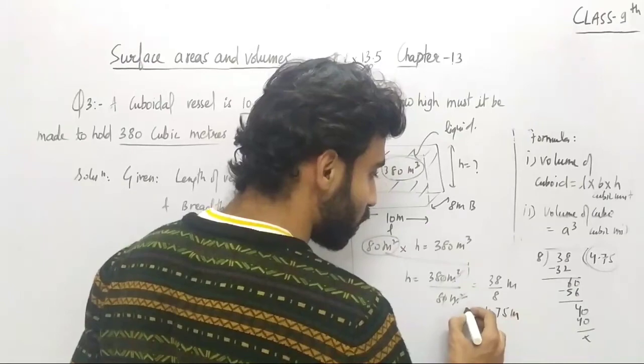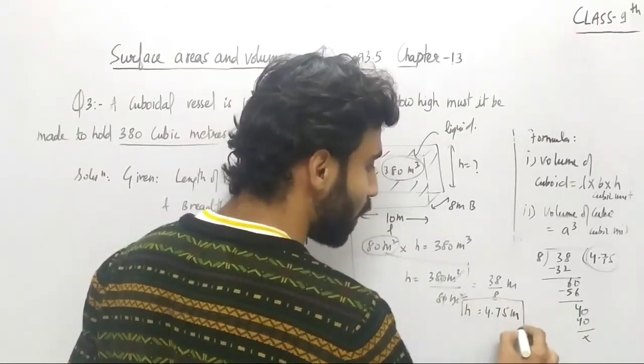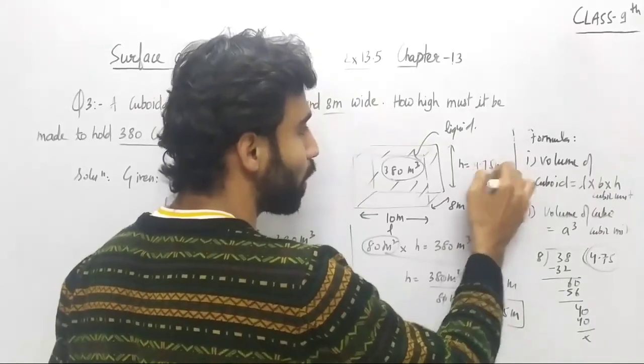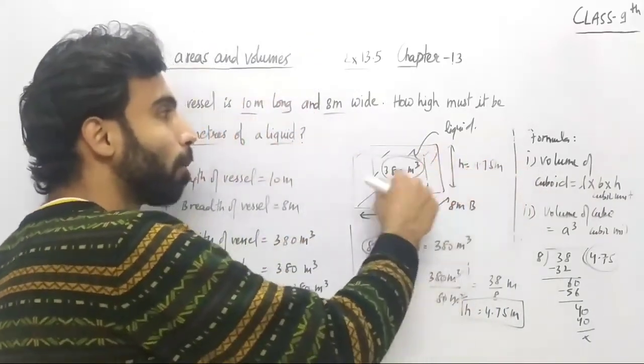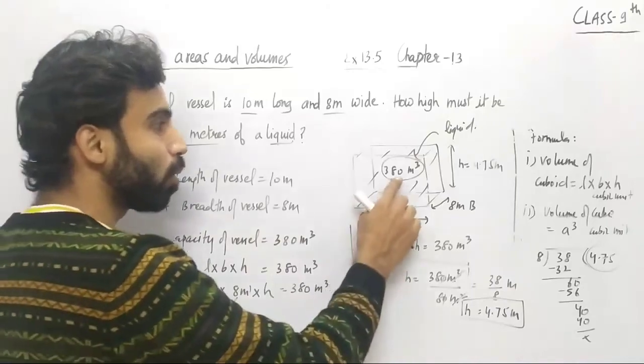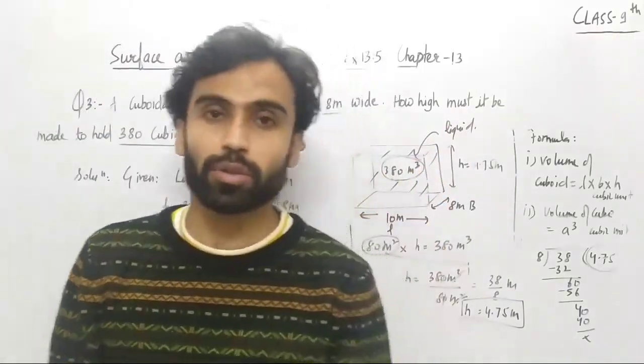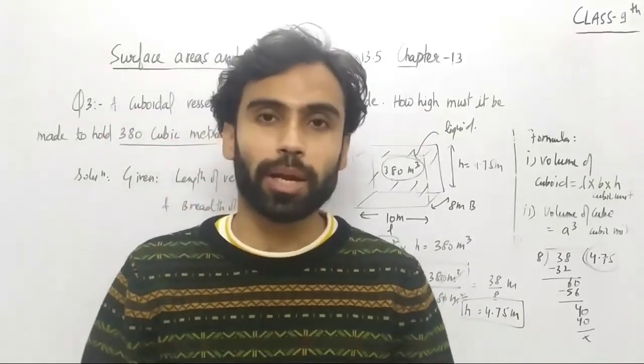4.75 meters, right? So ये क्या हो गई आपके पास, height हो गई इस cuboidal vessel की, right? So that is 4.75 meters. So इतनी height का ये cuboidal vessel बनाना पड़ेगा so that it can hold 380 meter cube liquid inside it, right? So this is how you have to solve such type of questions here.